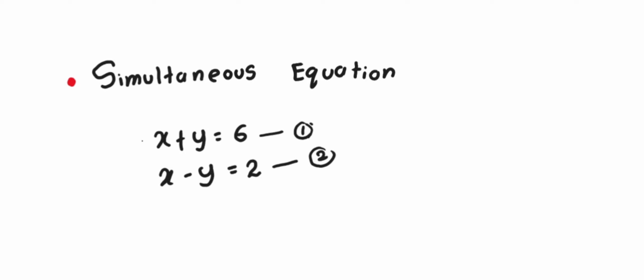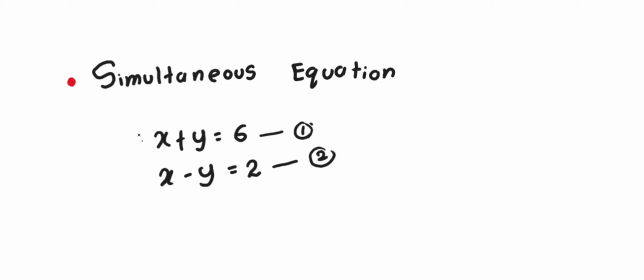First of all, let's know what a simultaneous equation is. In previous lessons, we learned how to solve equations with one variable. But sometimes we have two variables and two equations. These are called simultaneous equations.